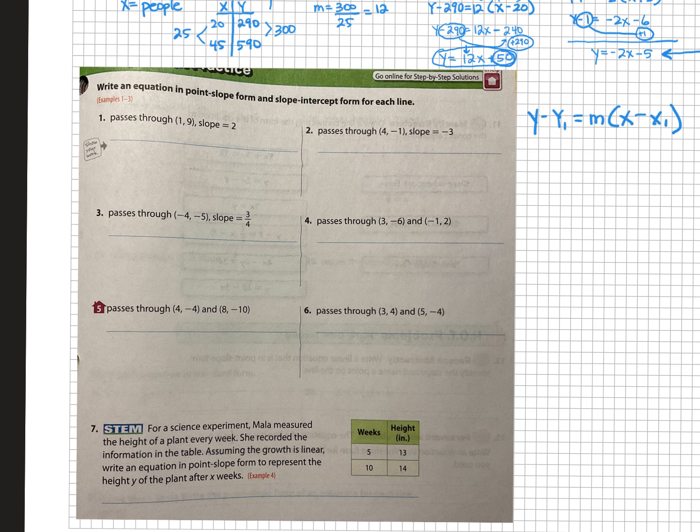slope intercept. Good luck. I'll put out another video if you're having a hard time with this one, but this one's just getting long. So good luck.